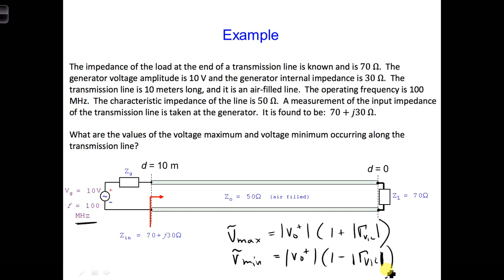This means that if we can determine V0+ and also the reflection coefficient at the load, then we can determine the voltage max and min values. So let's first look at the reflection coefficient at the load.